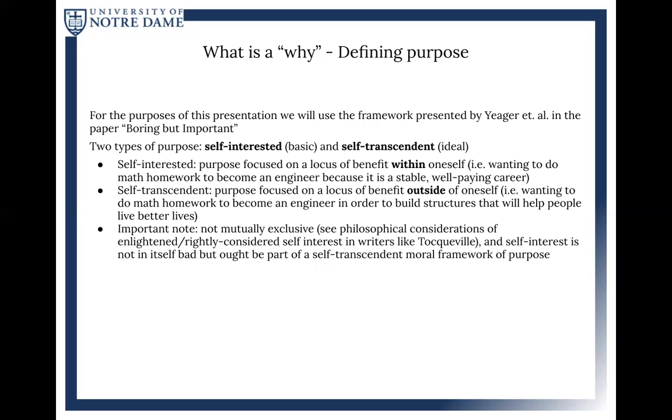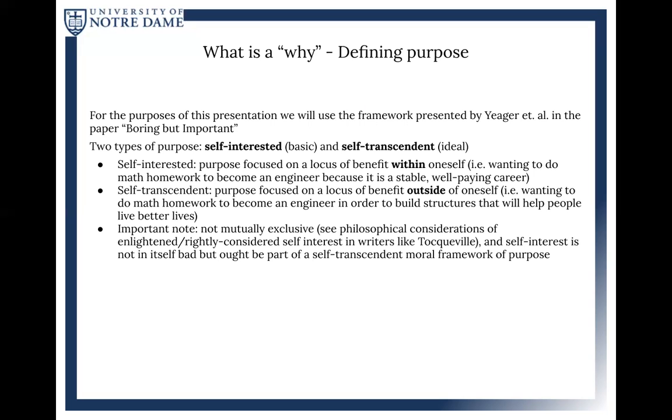You can kind of see where these terms go. Self-interested is purpose focused on a locus of benefit within oneself, i.e. wanting to do your math homework so you can become an engineer because it's stable and pays well. Self-transcendent purpose, on the other hand, has a locus of benefit outside of oneself, i.e. wanting to do your math homework to become an engineer in order to build structures that will help people live better lives. It's fundamentally other-oriented.